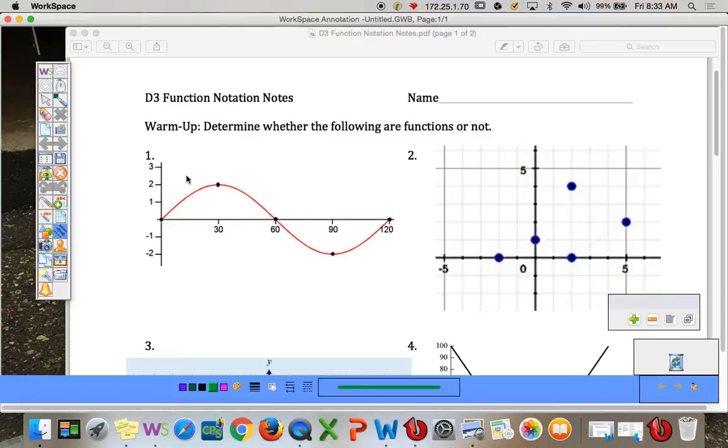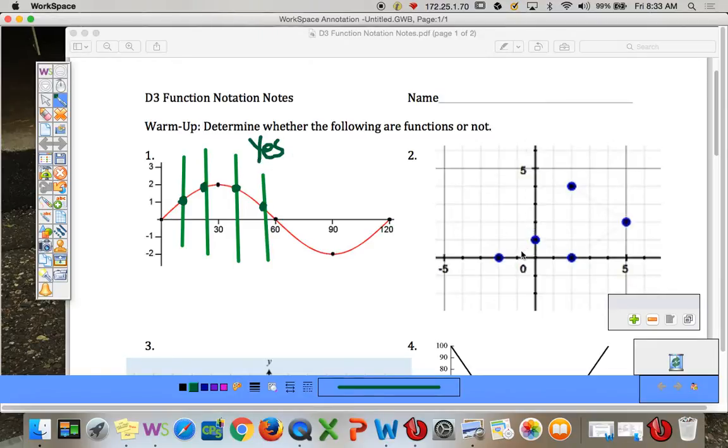And the vertical line test says for every x value, so for every vertical line, there's only one y value. And you can see that anywhere I draw a vertical line on here, there's only one answer. So again, for every vertical line, is there only one answer? Yes, so the first one is a function.